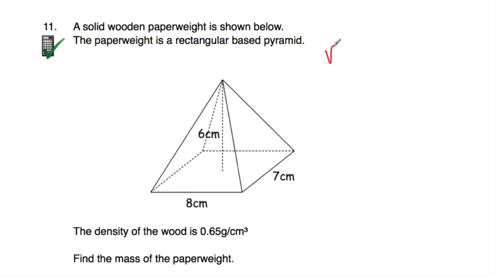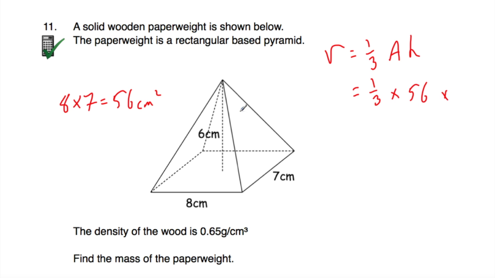So let's find the volume. The volume will be equal to a third the area of the base times the height. The base is a rectangle, so we would do 8 times 7, and 8 times 7 is equal to 56. So the area of the base is 56 centimeters squared. So the volume of this pyramid would be a third times the area of the base, which is 56, times the height, which is 6 centimeters. It's a calculator question, so I'm just going to do 56 times 6, and then multiply that by a third, and that's 112 centimeters cubed. So that's the volume of the paperweight.